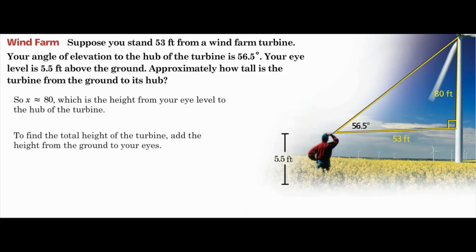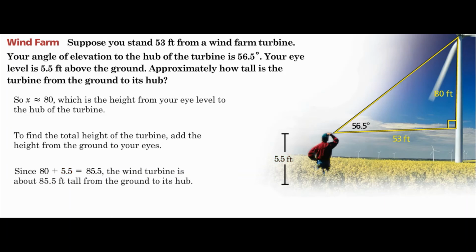To find the total height of the turbine, add the height from the ground to your eyes. Since 80 plus 5½ equals 85½, the wind turbine is about 85½ feet tall from the ground to its hub.